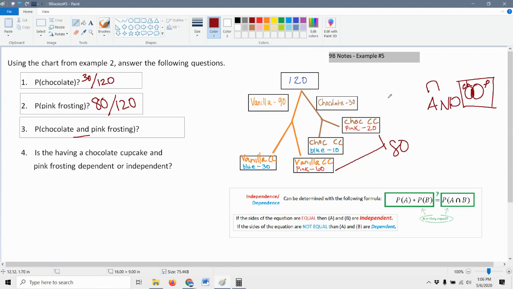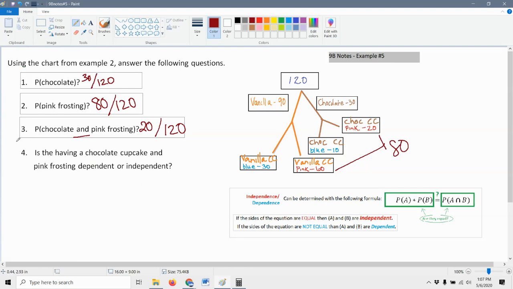So the only cupcakes we can look at are these guys. These are the chocolate cupcakes with pink frosting. So when we are getting our probability for that, we're just going to take the number in that category, which is 20, and put it over our big number, 120.